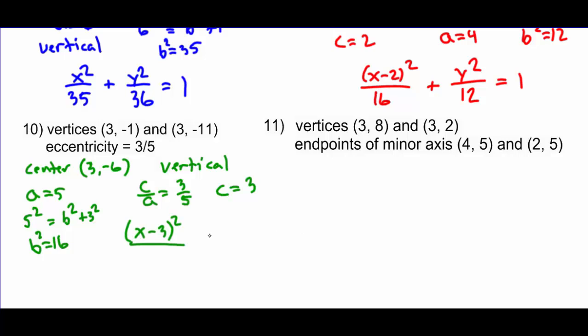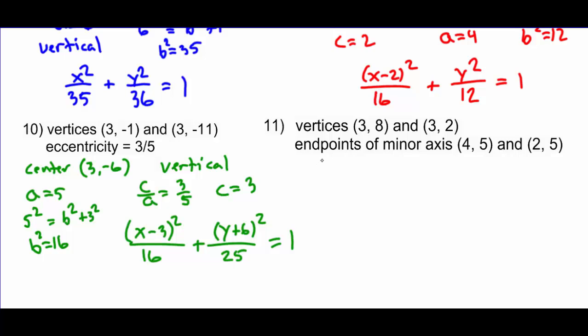So x minus 3 squared plus, and then we'll have y plus 6 squared equals 1. Let's fill in those denominators. We know it's vertical, so I'm going to the y value, and I'm going to write a squared underneath it, which is 25. And then I'm going to go to the horizontal part and write b squared, which is 16. And then I'm going to be done with that problem. I'm going to go to the one you've all been looking for, the last one.